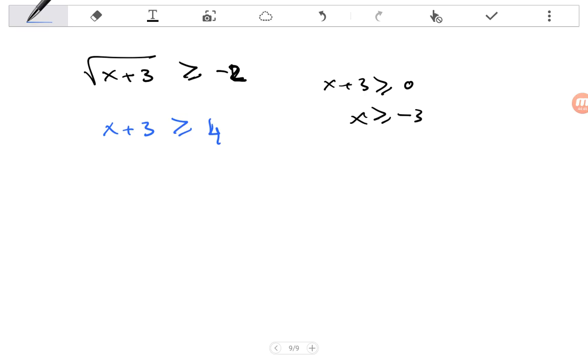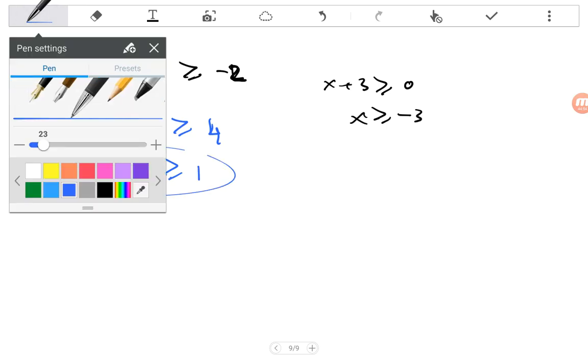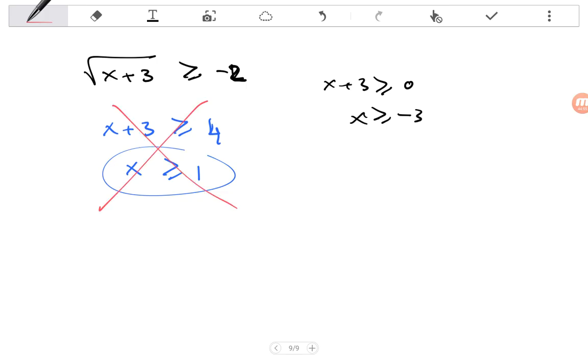Is that an acceptable solution or not? It will give me x greater than 1. Is that an acceptable solution? No. This is a wrong solution. Why would that be a wrong solution? Couldn't I just square both sides in an inequality?